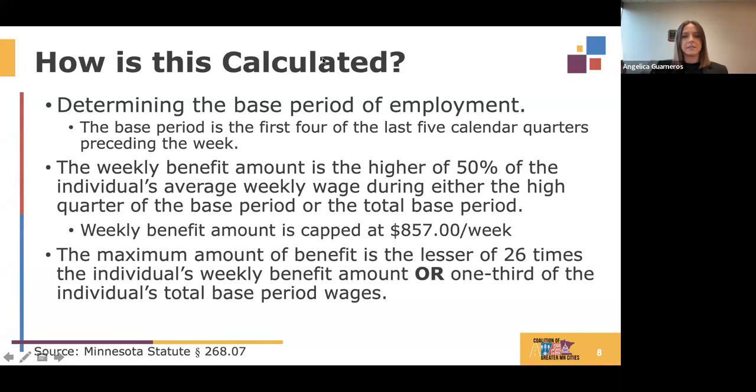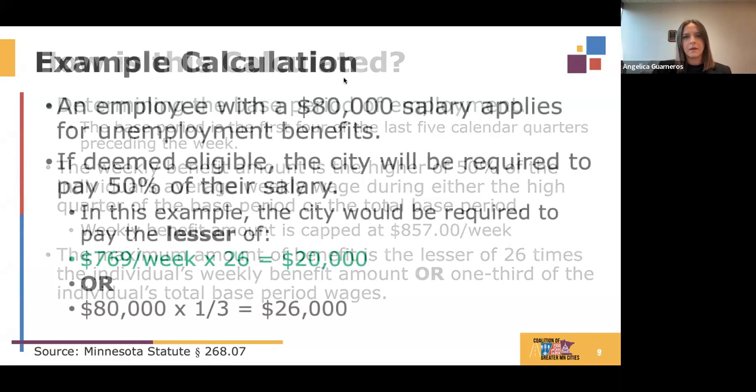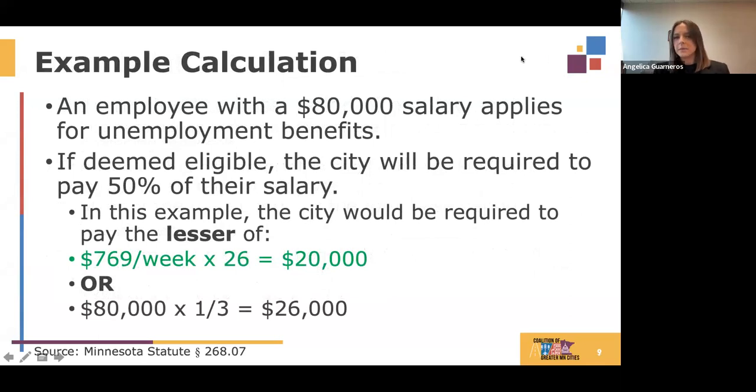The maximum amount of the benefits is the lesser of 26 times the individual's weekly benefit amount, or one third of the individual's total base period wages. And we'll give you an example on the next slide. So looking at this, it's just an estimate of what it could typically look like. An employee with about an $80,000 salary applies for unemployment benefits in this example. If they're deemed eligible, the city typically would be required to pay that 50% of the salary. So here, the city would be required to pay the lesser of either the 50% weekly, so 769 times 26, so roughly $20,000, or in the alternative, the $80,000 times a third, which would be $26,000. Here, since the lesser is the $20,000, they would be on the hook for the $20,000.